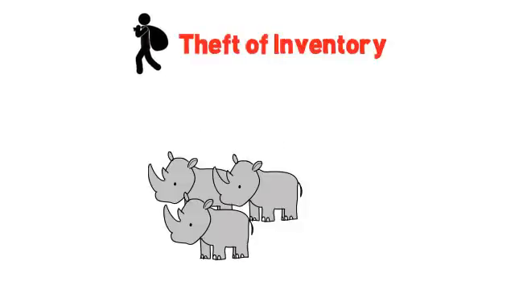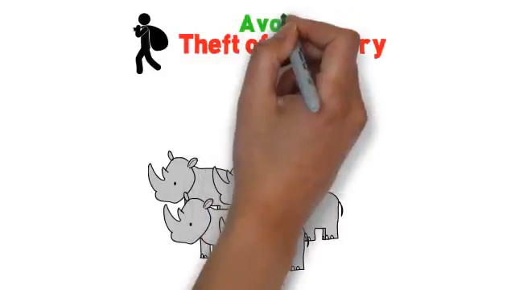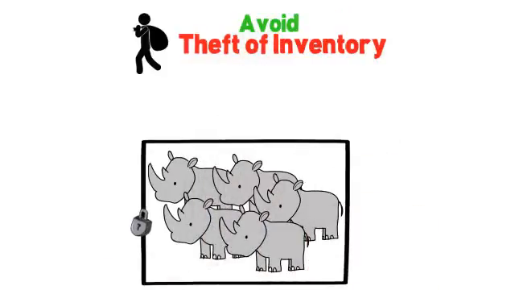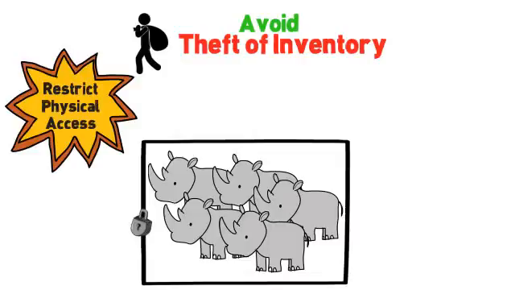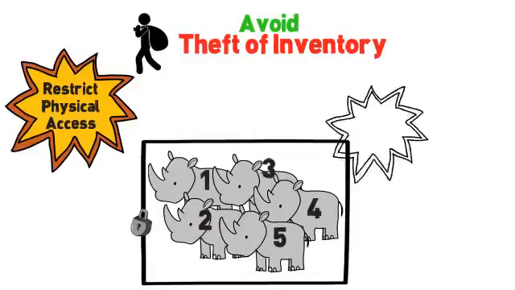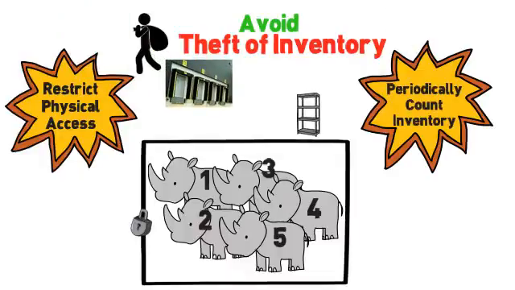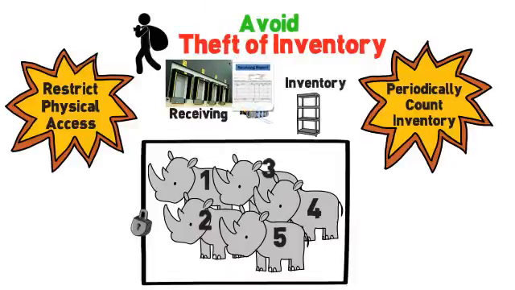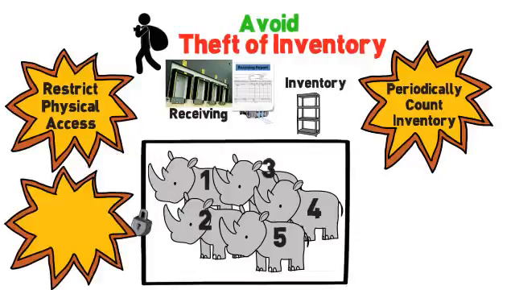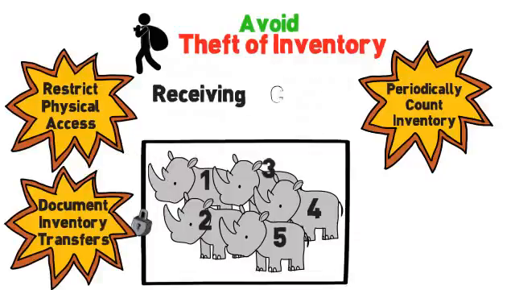Finally, there's the theft of inventory, which can happen throughout the entire process. You can avoid this threat by restricting physical access to inventory as well as periodically counting the inventory. You can also document any transfers of inventory between receiving and inventory and reconcile that with recorded quantities. And finally, you can segregate the duties of custody and receiving.